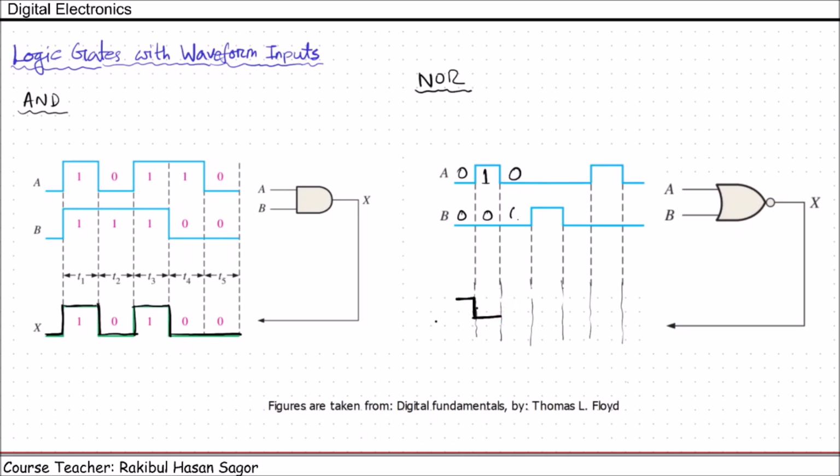Here we have 0, 0. For 0, 0 input, the output of the NOR gate, we know from the truth table, is 1. And again we are getting 0, 1. For 0, 1 input, the output will be 0. For 0, 0 input, the output will be 1 again. And for 1, 0 input, the output will be 0 again. And for 0, 0 input, the output will be 1. So the output shape will look like this. This is the wave shape for X.